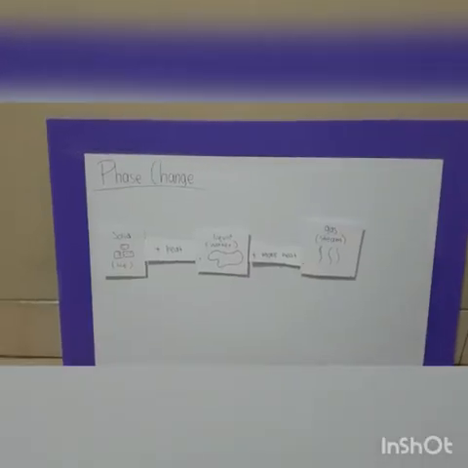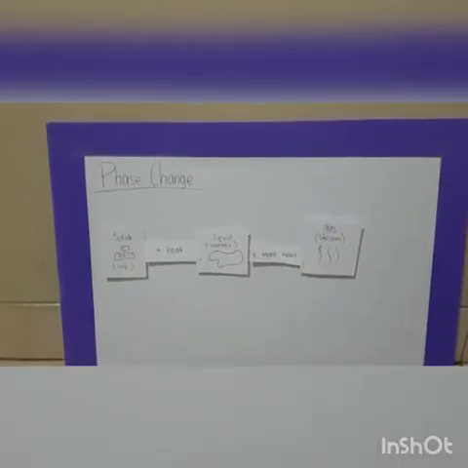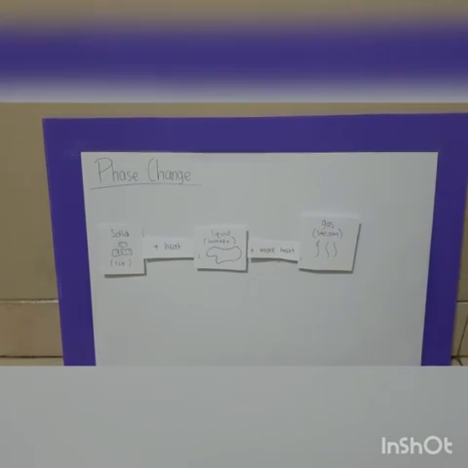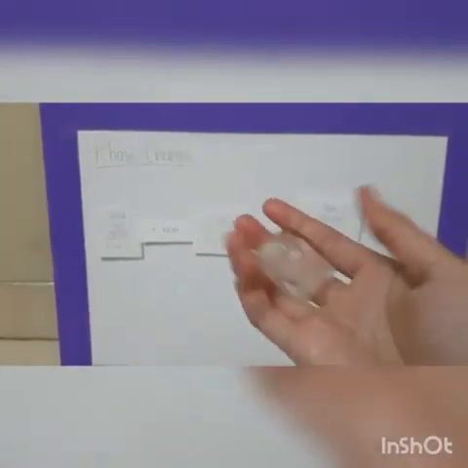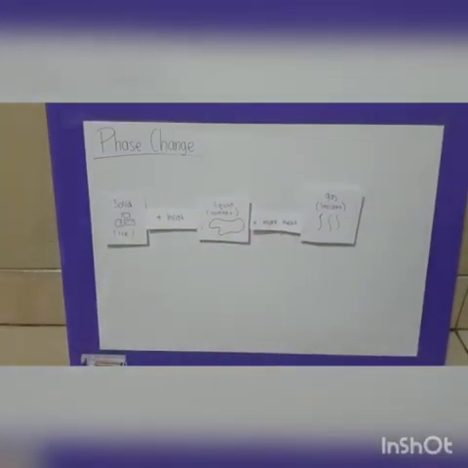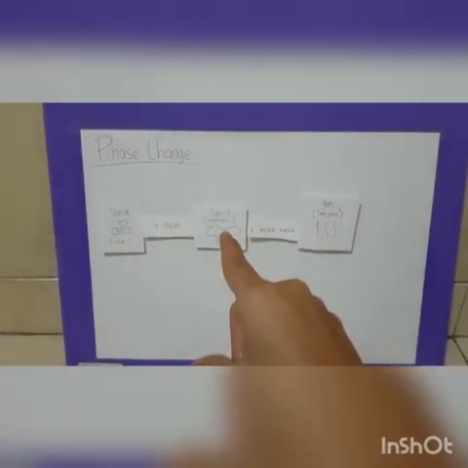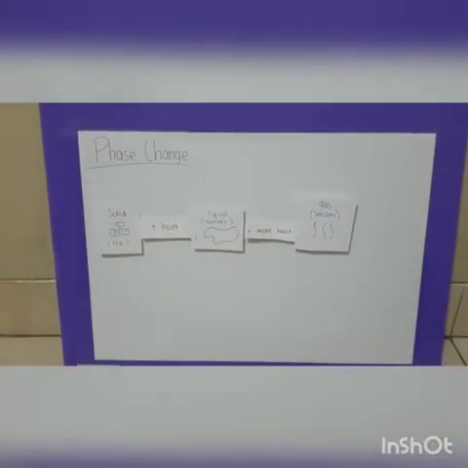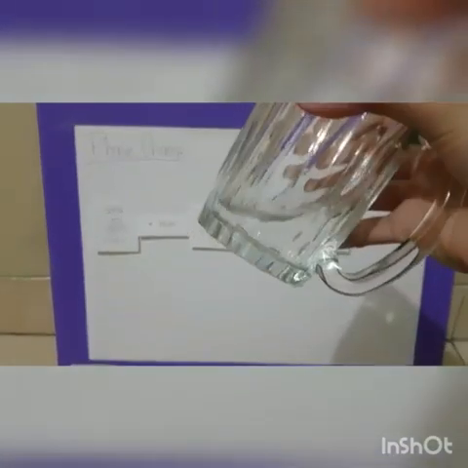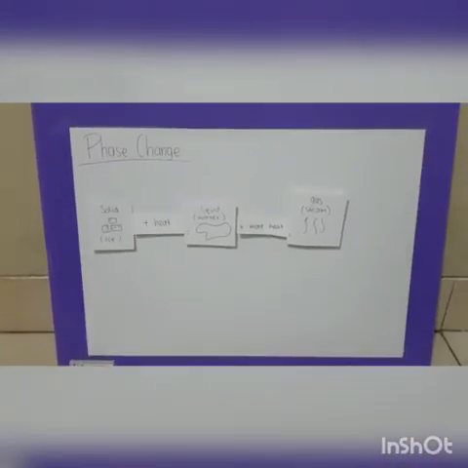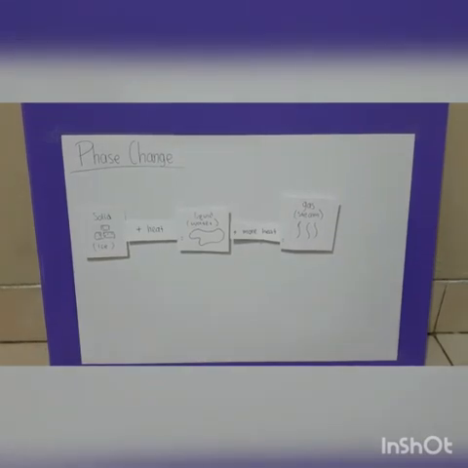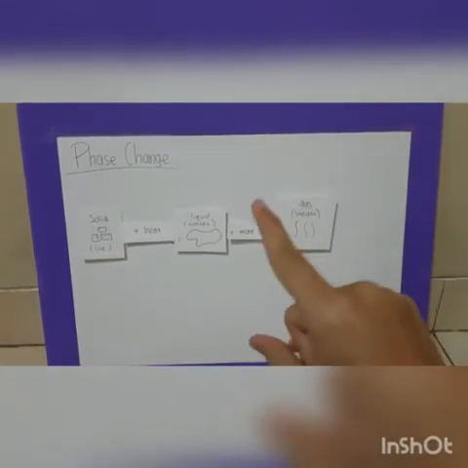Now let's talk about phase change. If we have a solid, we'll use ice for example. When we add heat to the ice, it will melt and turn to liquid water. If we add more heat to that liquid, it will turn to gas.